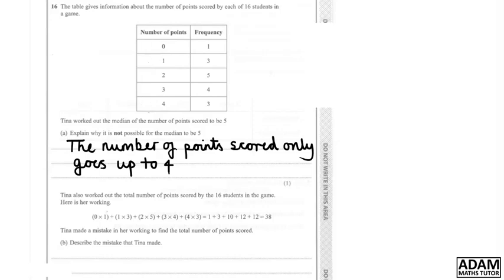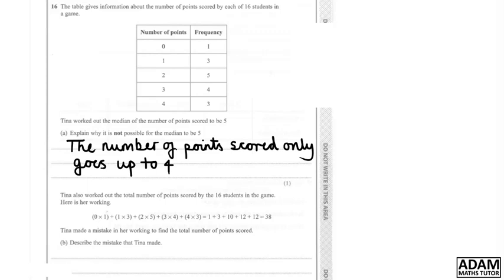Tina also worked out the total number of points scored by the 16 students in the game. Here is her working. Tina made a mistake in her working to find the total number of points scored. Describe the mistake that Tina made. The easiest way to spot a mistake is to do the actual calculation and then you can compare.